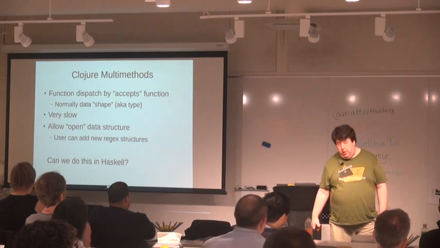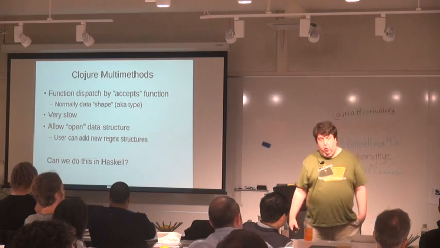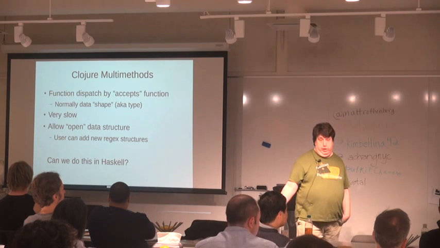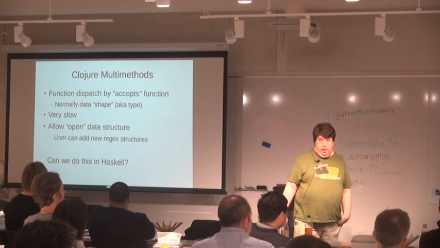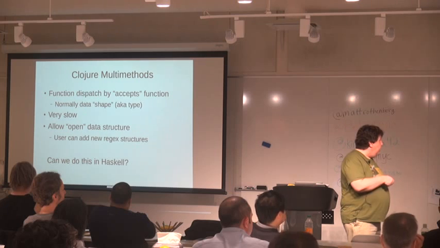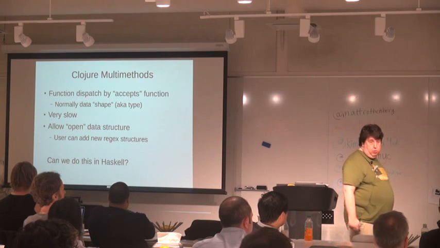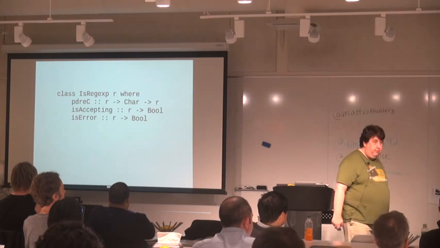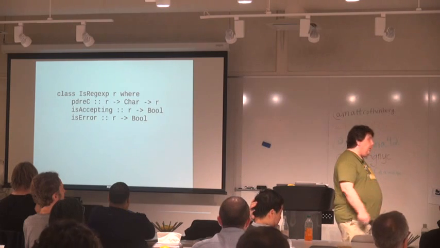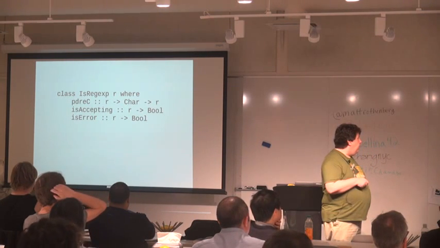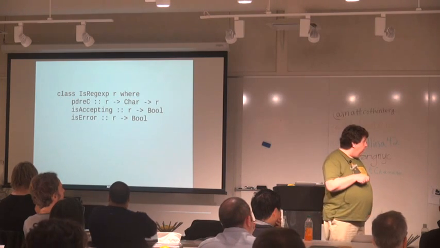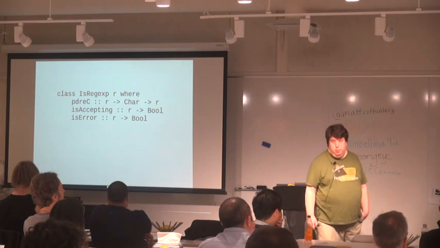The downside of using variant types, which I used because this is example code and I wanted it simple and easy to understand, is that you can't add stuff. The user cannot add stuff to variant types. So the question is, can we do something similar in Haskell that allows us to have open data structures? The answer is yes. You use a type class. We define a type class Regex, which is any data type that has the functions pdrec, isAccepting, and isError of these types, where R is these types.